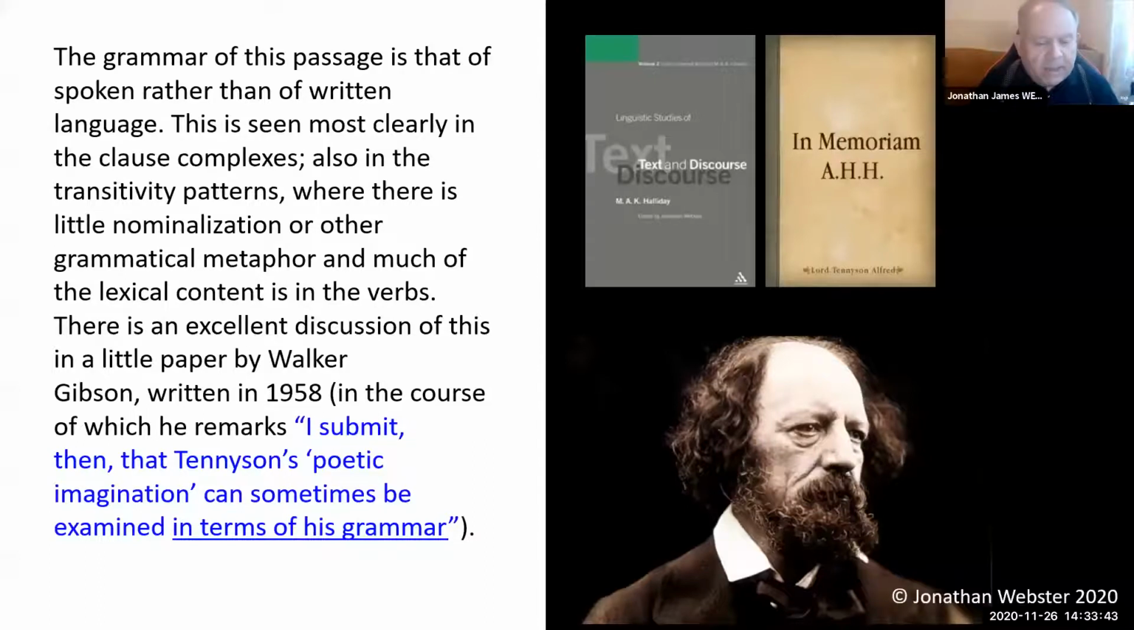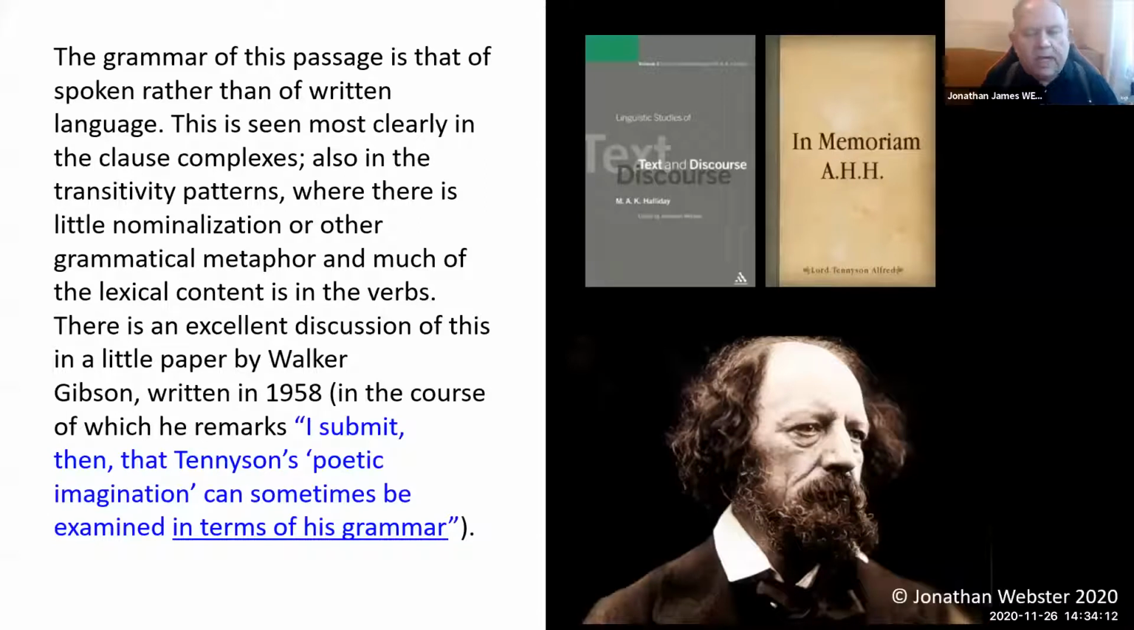I submit then that Tennyson's poetic imagination can sometimes be examined in terms of his grammar. This poet's poetic imagination can be examined in terms of his grammar. How? How does this happen? How do we get at the poet's imagination through the grammar?